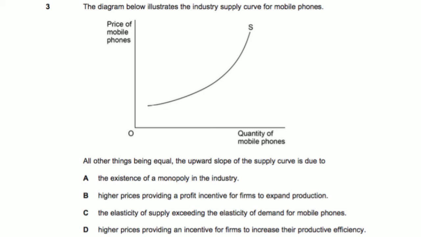So if there was to be a price increase, the first effect that I've mentioned would be existing firms would increase their production. And the second effect is where new firms enter the mobile phone industry. So now let's have a look at the question. The question states, all other things being equal, the upward slope of the supply curve is due to, and then we have our 4 options. And we can see from these options the correct answer is B. And this says that higher prices provide a profit incentive for firms to expand production.